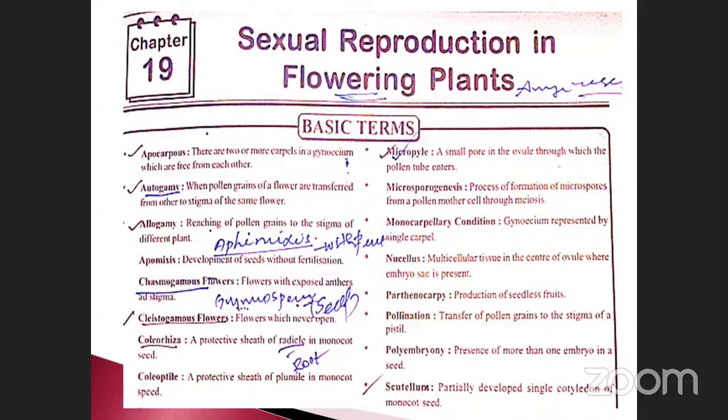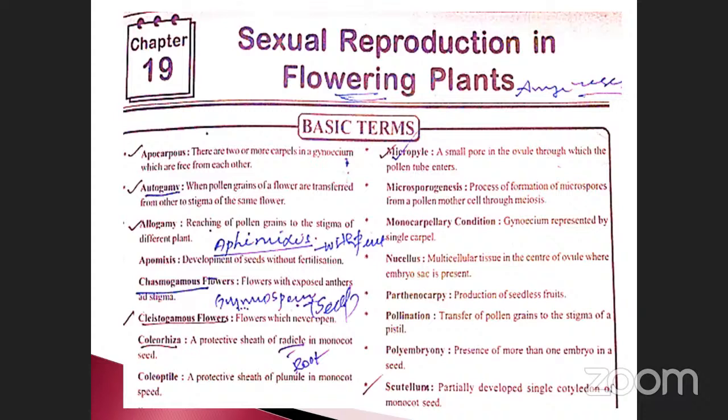Cosmogamous flower. What is the meaning of cosmogamous flowers? Just note it down, this is also very important. Flowers with exposed anthers and stigma. It may be found in gymnosperms, because gymnosperm seeds are naked. That's why the anthers and stigma are exposed to the sunlight. That's why it is called cosmogamous flowers, otherwise called naked flower. Example, gymnosperms. You got it, that one?